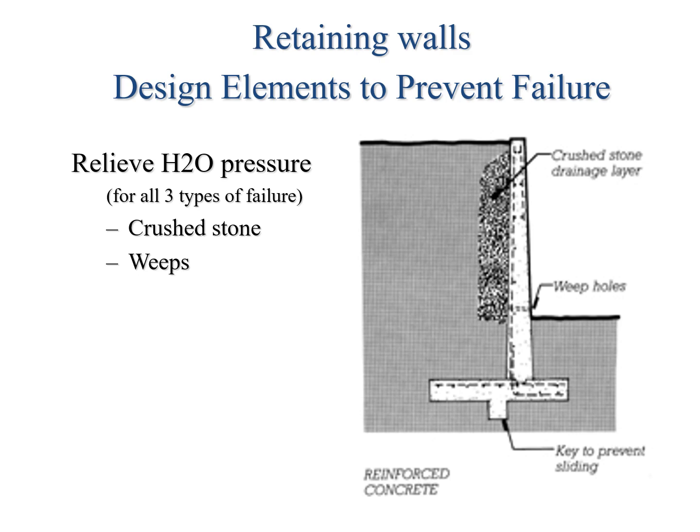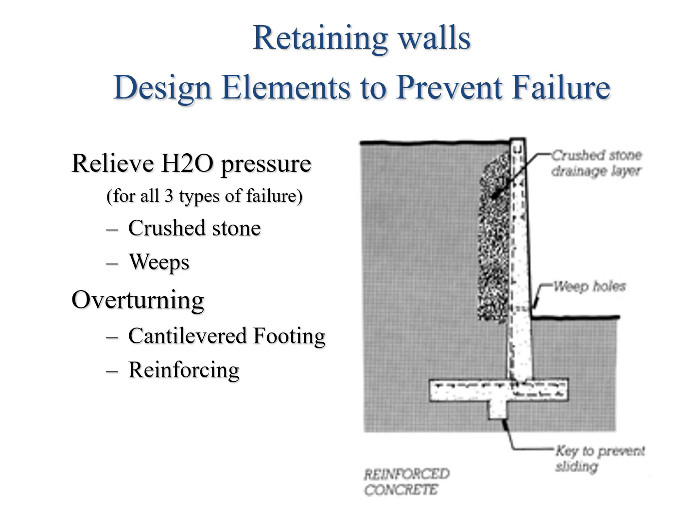So again, here's the idea: the hydrostatic pressure for all three types of failure. This is one of the items that you can use, and of course it works to help with the overturning. You could also do cantilevered footing and reinforcing.